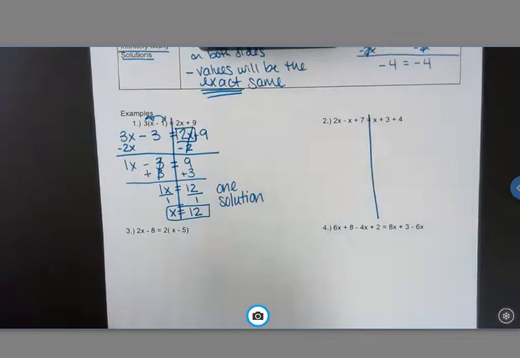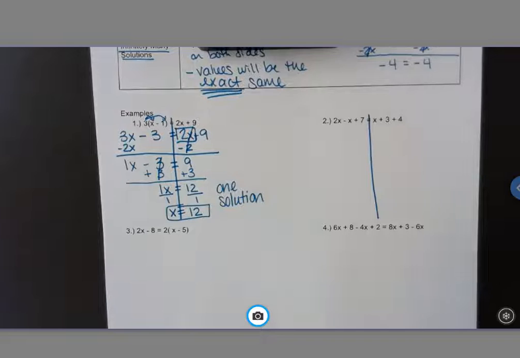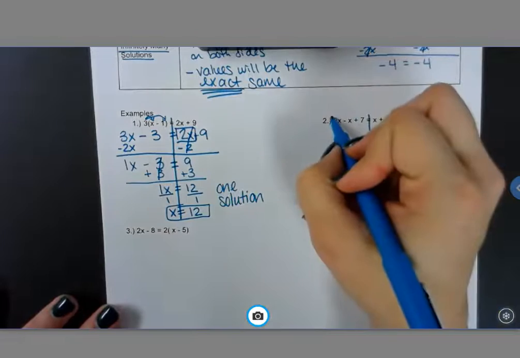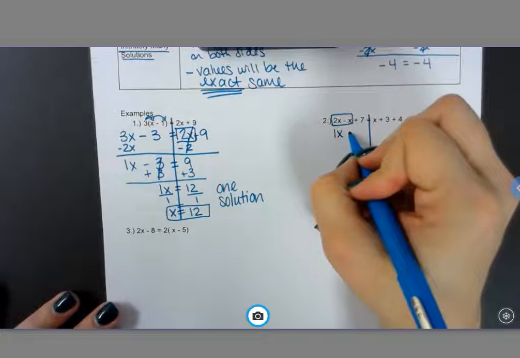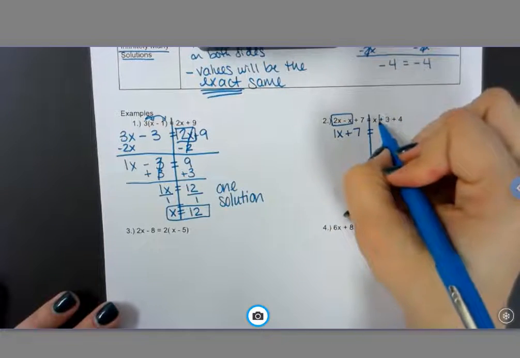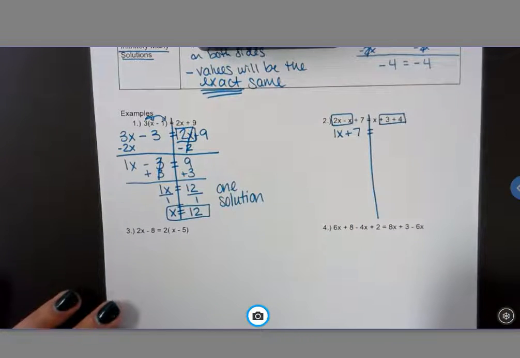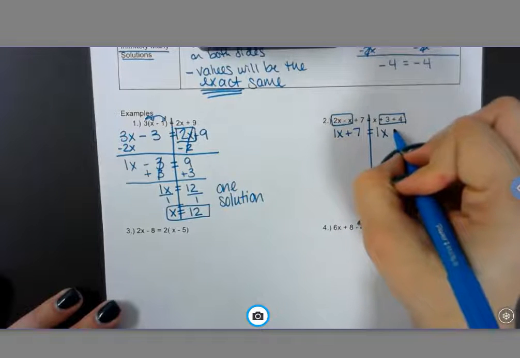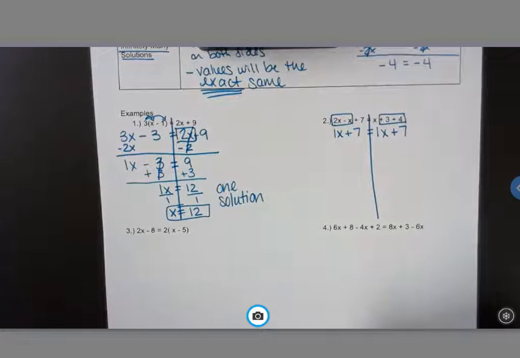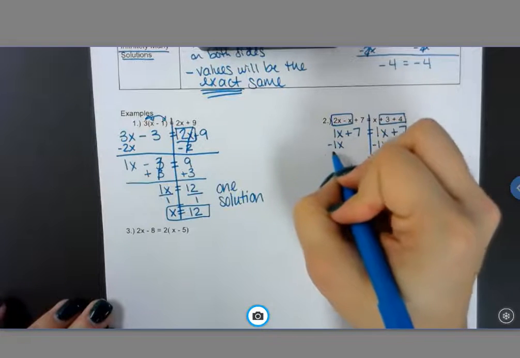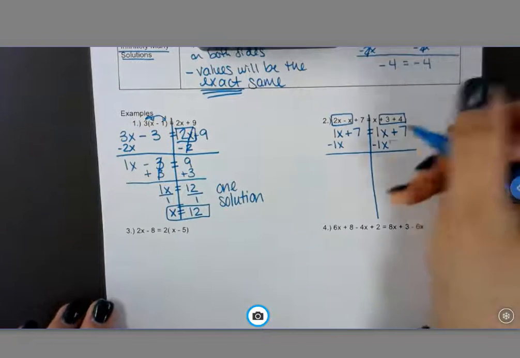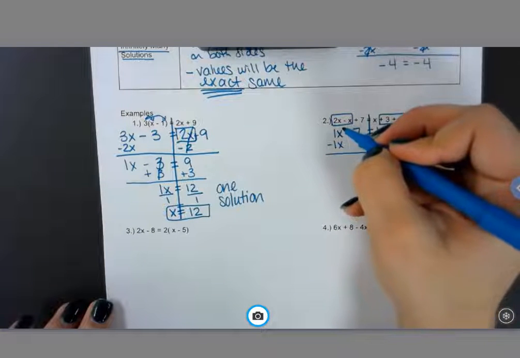All right, let's do number 2. So we have to combine like terms. So 2x minus 2 is 1x. Over here on the right side, I got to put together my whole numbers. So 3 plus 4 is 7. So 1x plus 7. I have to move the variables. So I'm going to move them. 1x minus 1x cancels. 1x minus 1x also cancels.